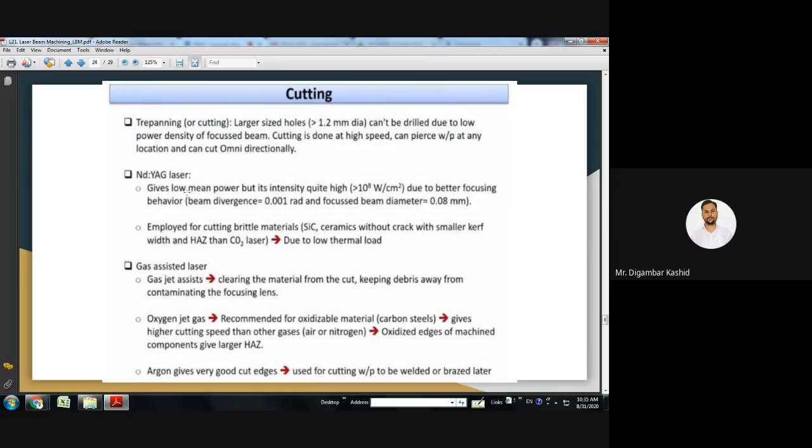It oxidizes the edges of your machined component and gives a larger heat affected zone. Argon, if you compare, gives a very good cut edge, which is used for cutting workpieces that are to be welded later. So argon gives a good cut edge. This is about the heat affected zone. This is about the laser beam machining for the cutting operation, in that again gas assisted lasers, and in that again the oxygen jet gas.